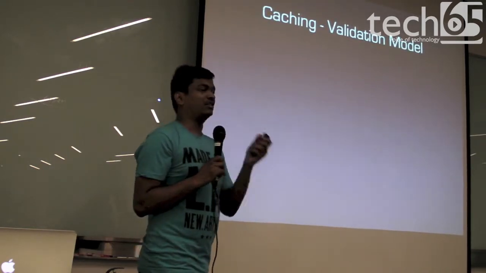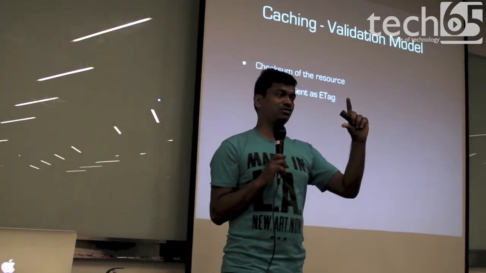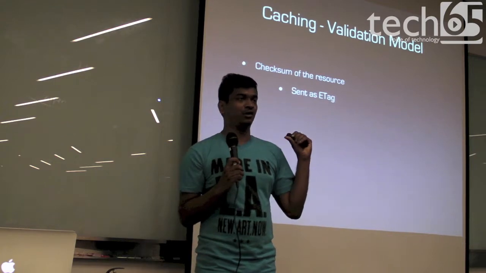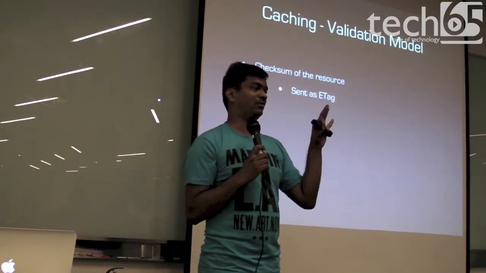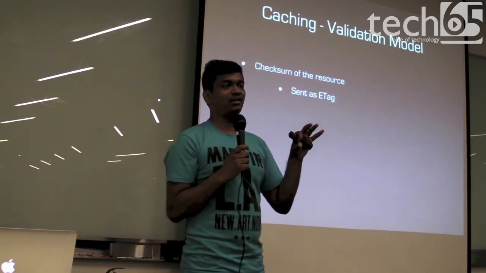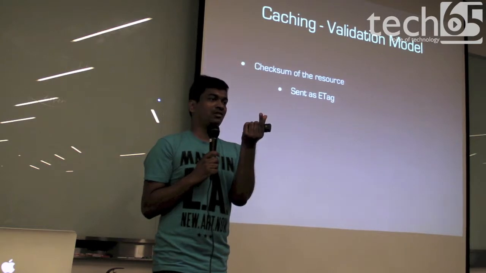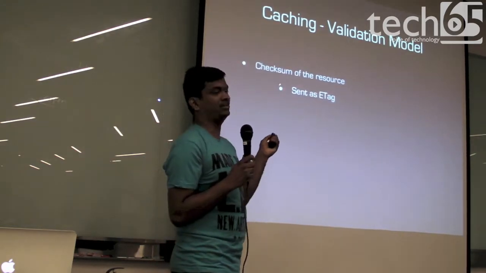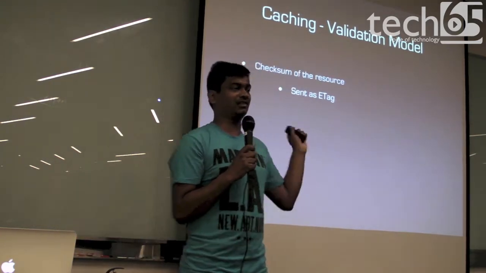Validation model is slightly trickier to implement. It uses checksums of the resource. So Amazon S3 uses validation model for resources inside S3 buckets. So if you store profile images inside your S3 bucket, they hash it, send the hash of the image along with every request you make to that page. And this hash is usually sent on the header called etag. And this is again a standard.